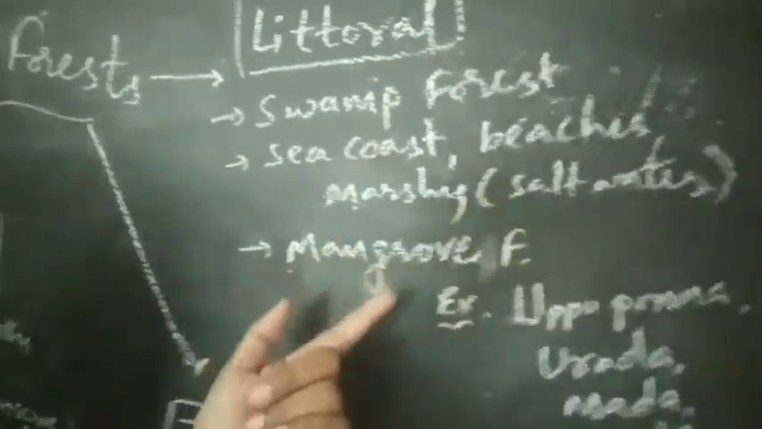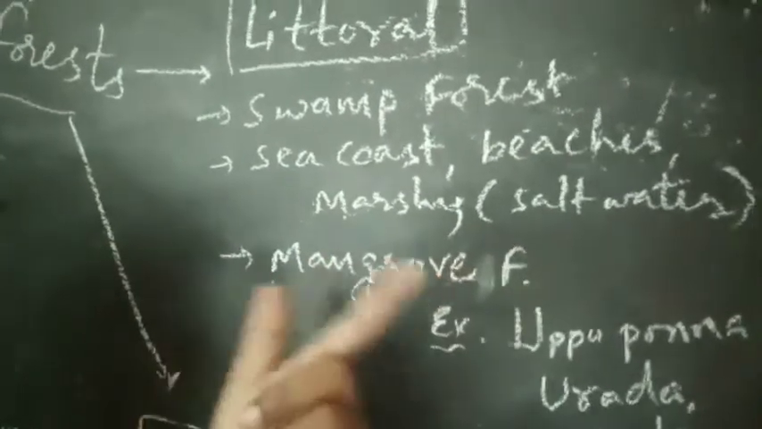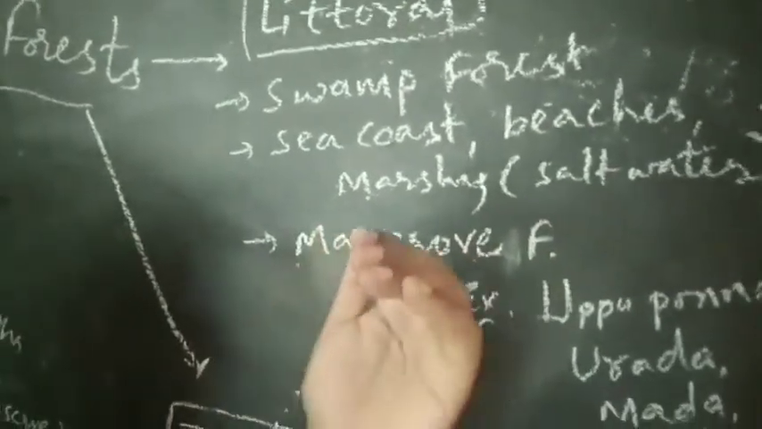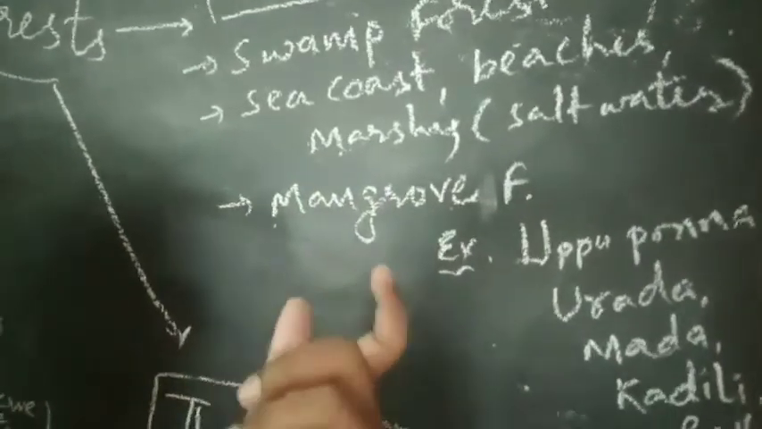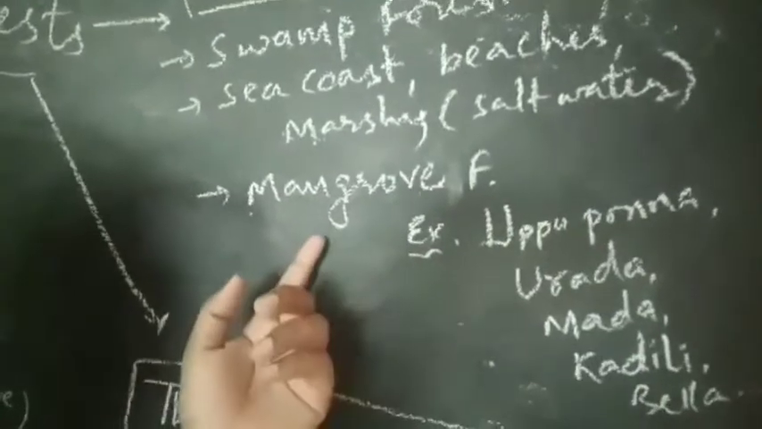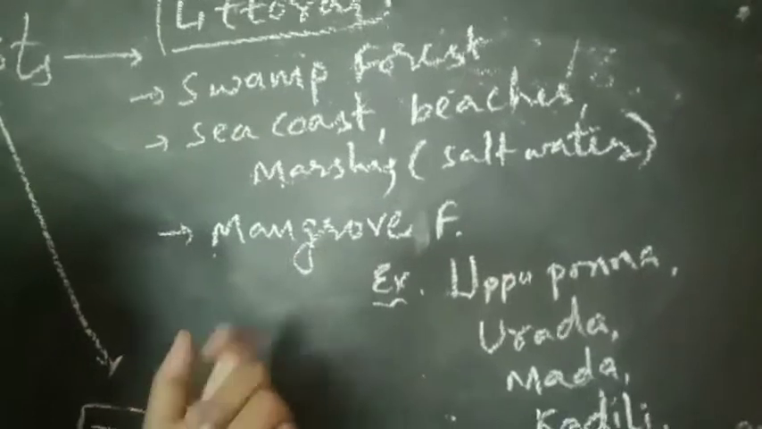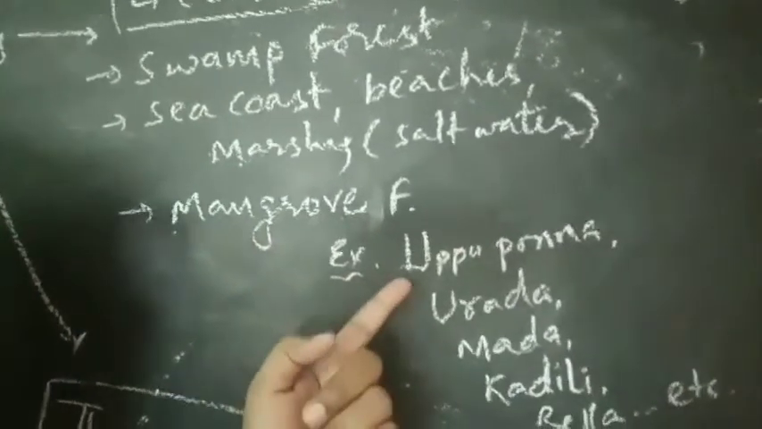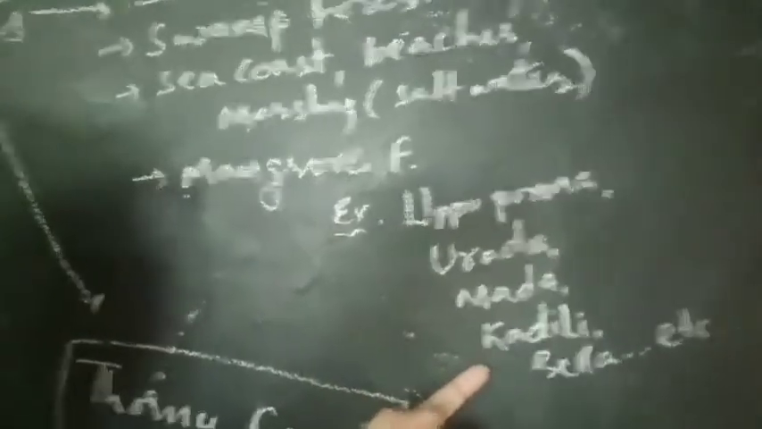In India, mangrove forests we have in those salty areas, particularly in the West Bengal area where the Ganga river ends into the Bay of Bengal. In that area we have the Sundarbans. Sundarbans are the largest deltas in the world. There we can see the mangrove forest, another name for littoral forest. There we can see trees like Uppuponna, Urada, Mada, Kadli, Bella in the littoral or mangrove forest.